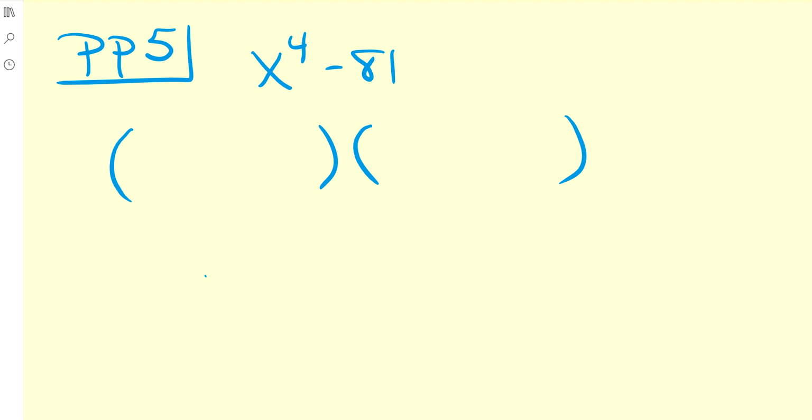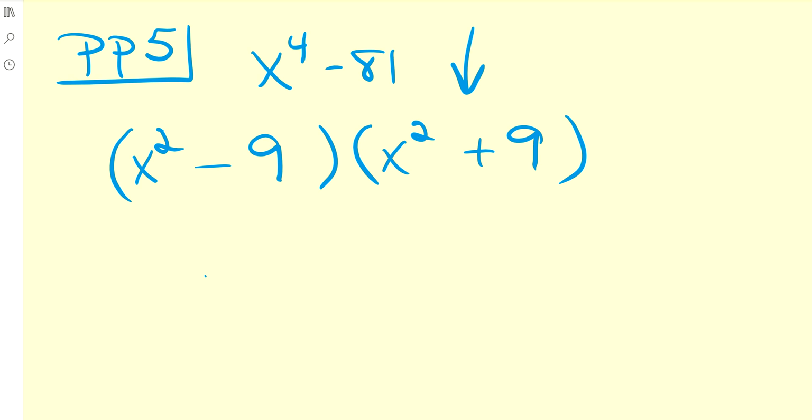The lead coefficient is 1, so I'm setting up my parentheses. I'm going to have an x to the 2nd power here and an x to the 2nd power here. It's a difference of two squares, obviously, so I'm going to have a minus and a plus as my signs. And then next I'm going to take the square root of 81, which is 9 and 9. So now we think we're done, but we're not, because now what I have left here is an x squared minus 9. This is another difference of two squares. And this one is a sum of two squares, so we know we cannot factor this one. Cannot do.